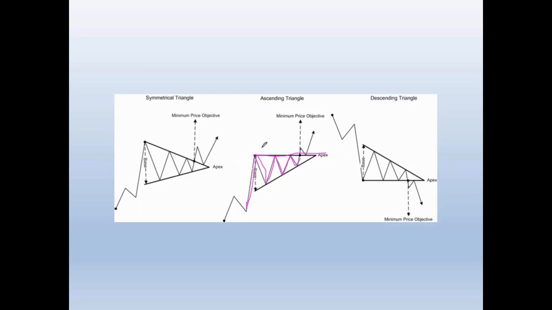Where can we get these to print them? I'll put them in the group. Or you can just search it on Google. Just search ascending triangle, descending triangle, symmetrical triangle, and there'll be images that you can print out.